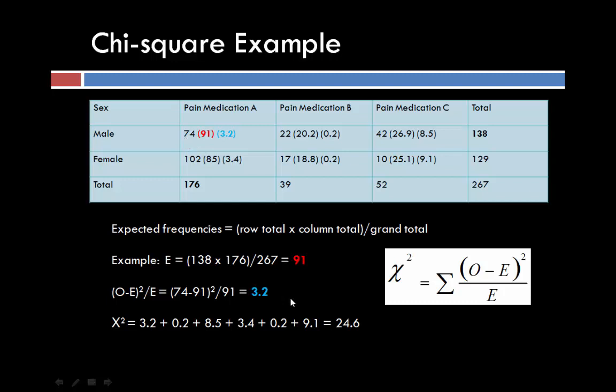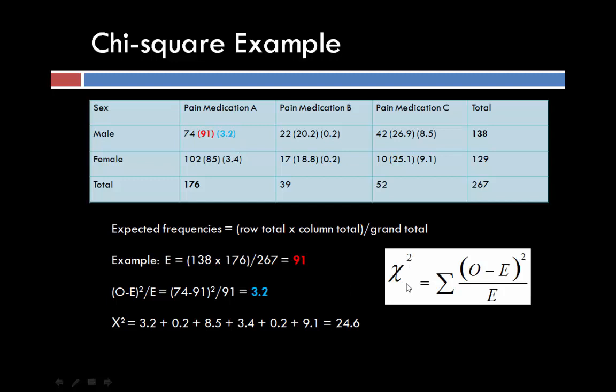Next we're going to calculate the rest of our equation, which is right here: observed minus expected, squared, divided by expected. Observed, again, for the first cell would be 74 minus our expected 91, and all of this is squared, divided by the expected, which is 91. So we get a value of 3.2. This is specific to this cell.